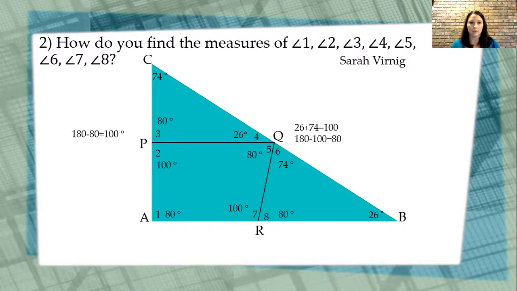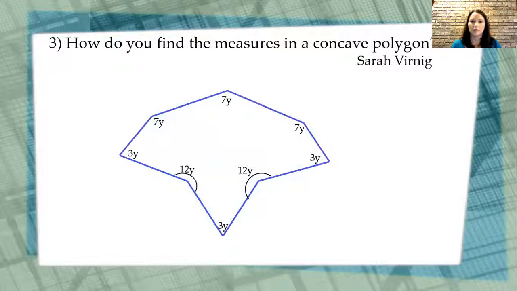All right, number 3. How do you find the measures in a concave polygon? We'll look at this, and I mean, this one's tough. We see y, we see a bunch of numbers, and you just think to yourself, where do I even begin? Well, I can tell you. What we first need to do is figure out how many sides we have. You just count them, like this little bar right here is 1, and that's 2, and so on. Well, we have 8.